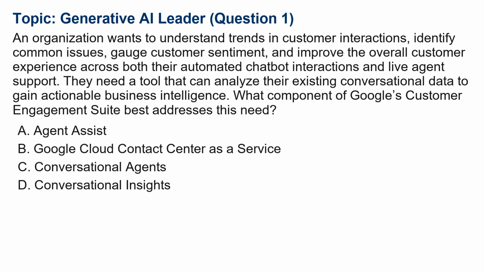An organization wants to understand trends in customer interactions, identify common issues, gauge customer sentiment, and improve the overall customer experience across both their automated chatbot interactions and live agent support. They need a tool that can analyze their existing conversational data to gain actionable business intelligence. What component of Google's customer engagement suite best addresses this need? A. Agent Assist. B. Google Cloud Contact Center as a Service. C. Conversational Agents. D. Conversational Insights.